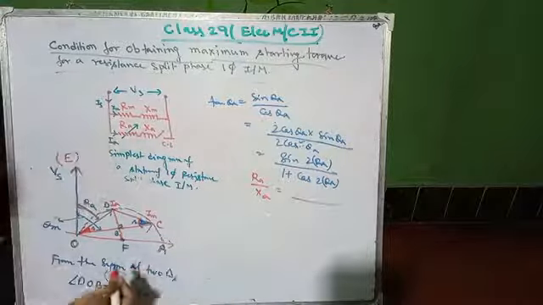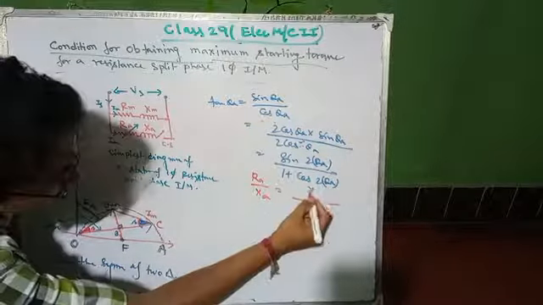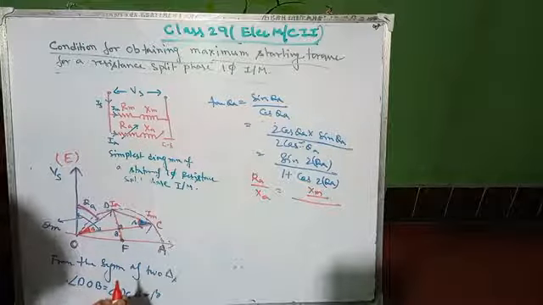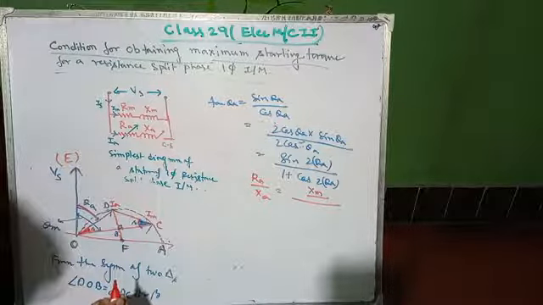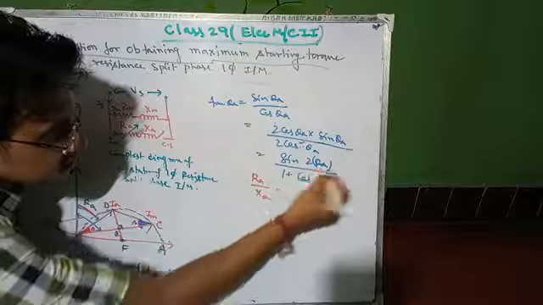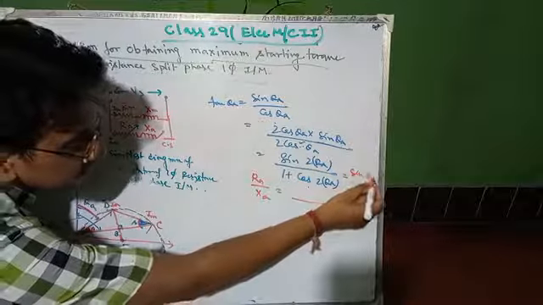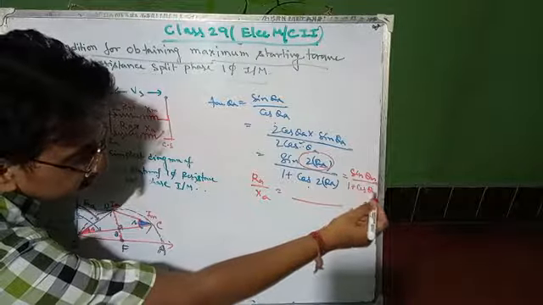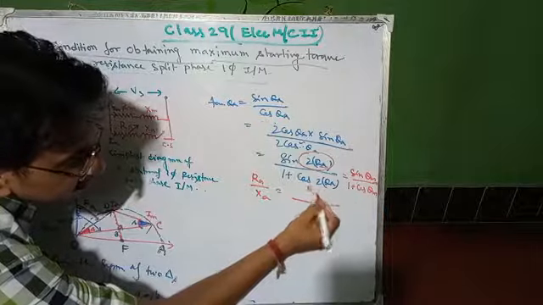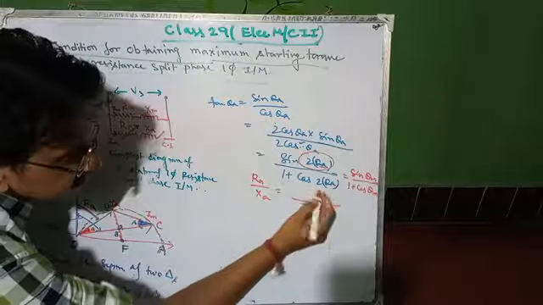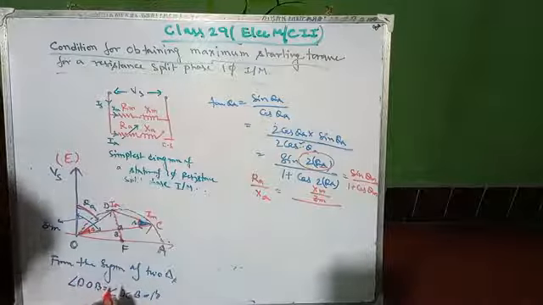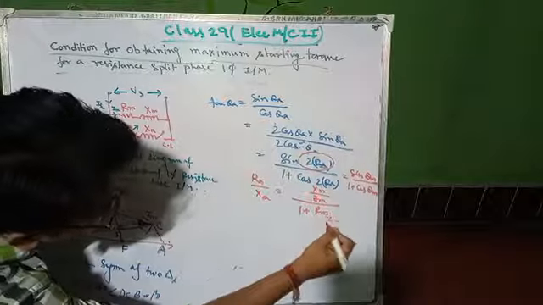And sin 2 theta A equals what? Sin 2 theta A equals XM by ZM, right? So just put it, so it will be sin theta M, because 2 into theta A equals theta M, so 1 plus cos theta M, okay? So sin theta M equals XM by ZM, and cos theta M is RM by ZM, so it will be 1 plus RM by ZM.